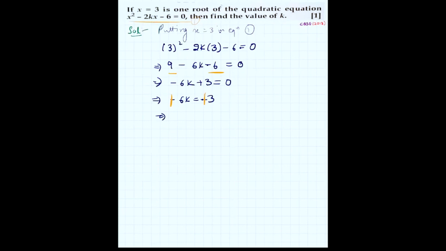So you'll further get 6k equals 3, and k equals 3 by 6 if you take 6 on the other side too, which is also equal to 1 by 2. So in the end you'll get the value of k as 1 by 2, which is your answer.